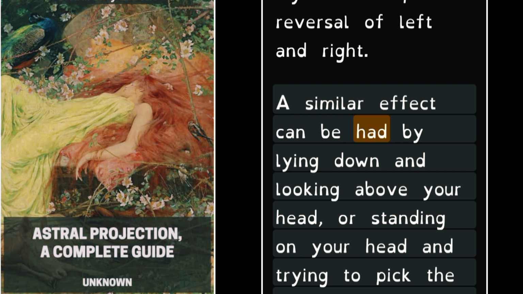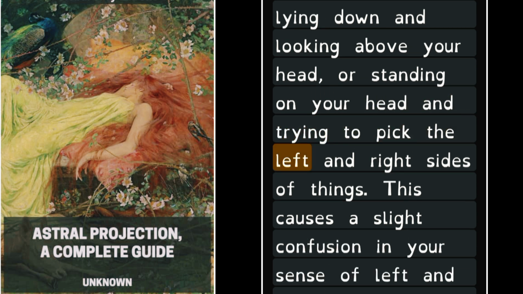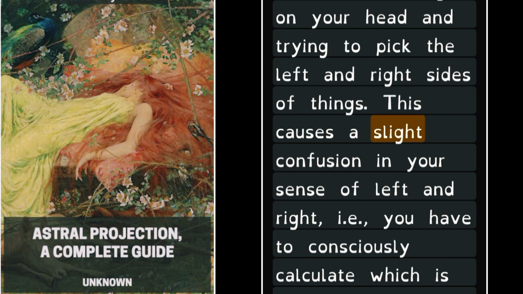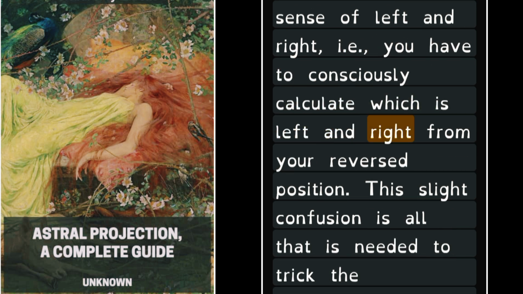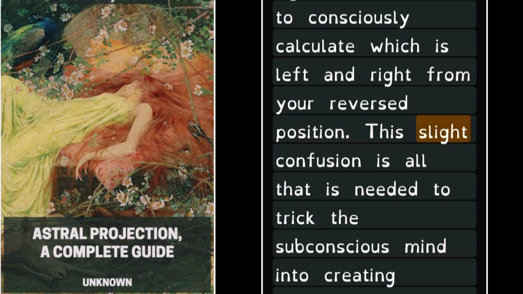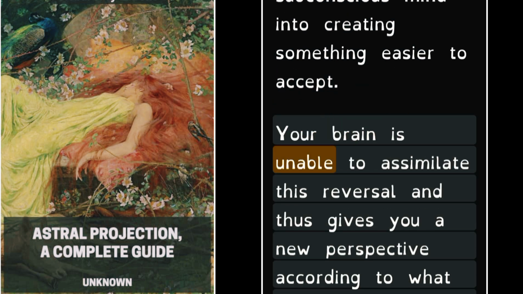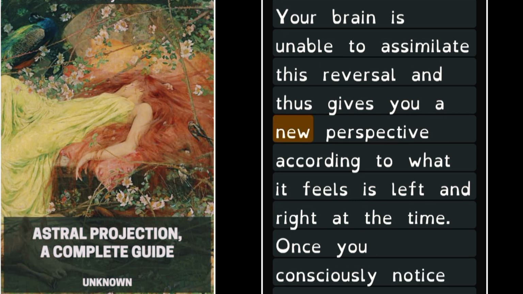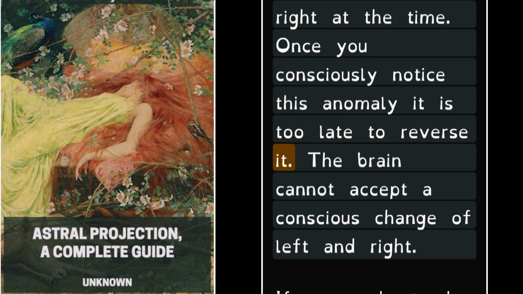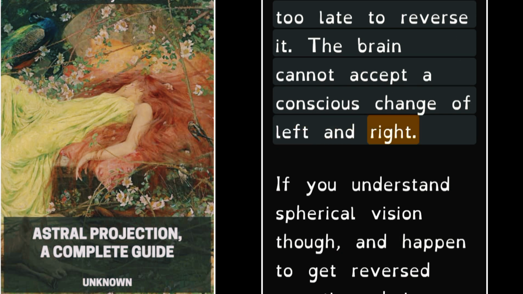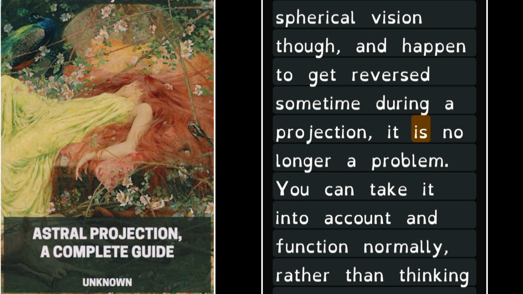A similar effect can be had by lying down and looking above your head, or standing on your head and trying to pick the left and right sides of things. This causes a slight confusion in your sense of left and right. That is, you have to consciously calculate which is left and right from your reversed position. This slight confusion is all that is needed to trick the subconscious mind into creating something easier to accept. Your brain is unable to assimilate this reversal, and thus gives you a new perspective according to what it feels is left and right at the time. Once you consciously notice this anomaly, it is too late to reverse it. The brain cannot accept a conscious change of left and right. If you understand spherical vision, though, and happen to get reversed sometime during a projection, it is no longer a problem.